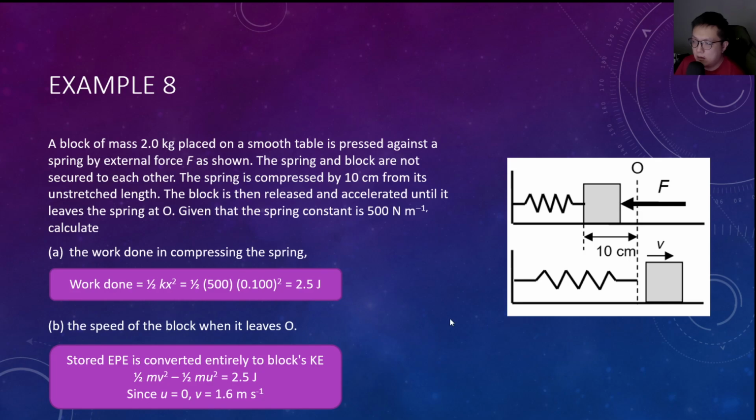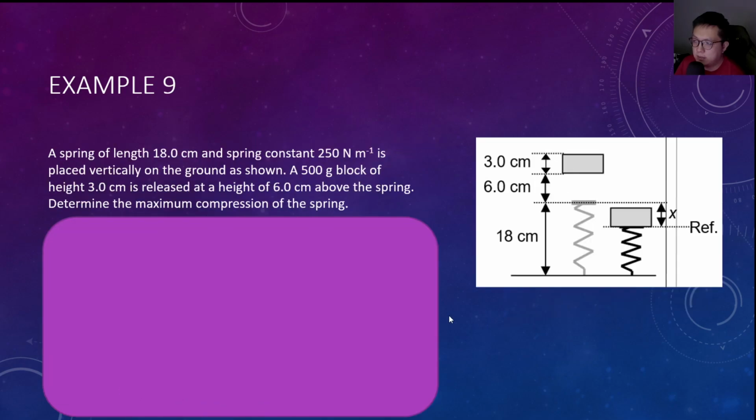Alright. Next, let's look at example 9. Example 9 is a bit more challenging. You have a spring of length 18 cm and spring constant 250 newtons per meter placed vertically on the ground as shown. A 500 gram block of height 3 cm is released at a height of 6 cm above the spring. Determine the maximum compression of the spring. What's going to happen is that this block is going to fall by 6 cm before it hits the spring, and then it will compress by a certain amount x as well.